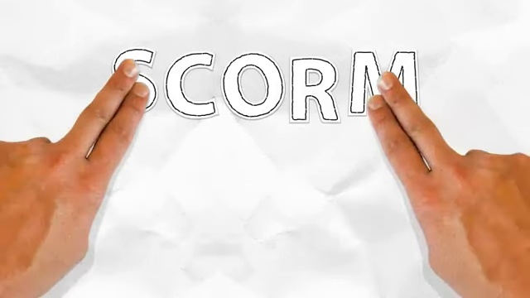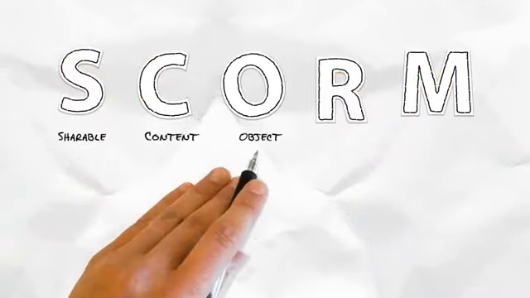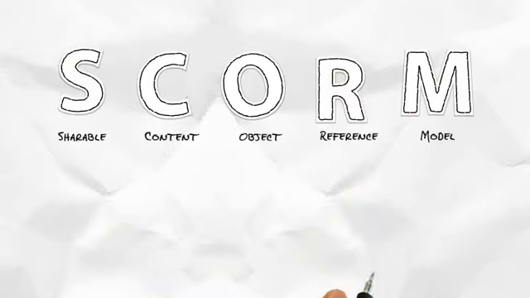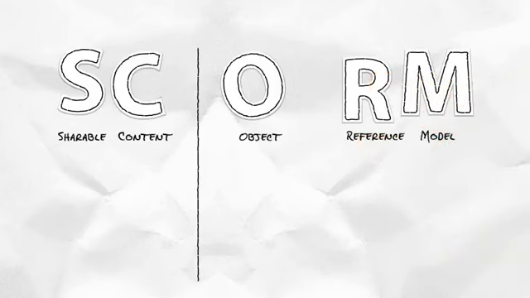Here's why. We can understand SCORM better by thinking about the word. The word SCORM is an acronym like IBM or NASA. It stands for Shareable Content Object Reference Model. That's a mouthful, but it's not so bad when we look more closely at the words. We can break them down into three ideas: shareable content, object, reference model.